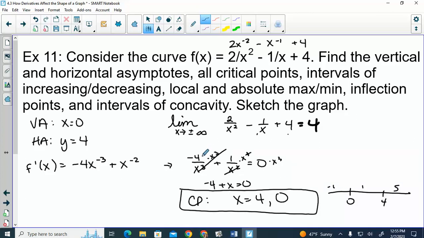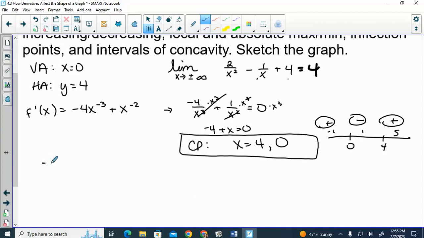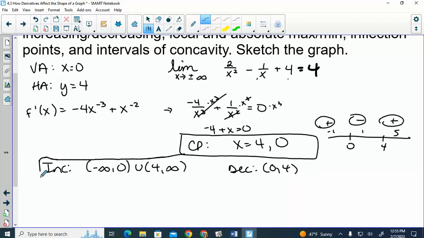So if you put in negative 1, you get a positive plus a positive, which is positive. You put in 1, you get negative 4 plus 1, which is negative. Put in a 5. That one would give us a positive again. So we are increasing from negative infinity to 0 and 4 to infinity. We are decreasing from 0 to 4. Max and min.